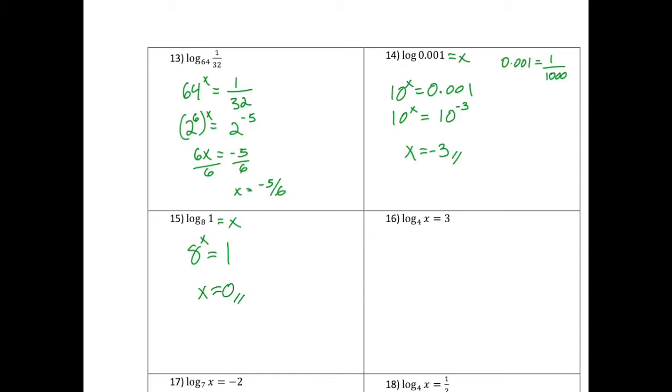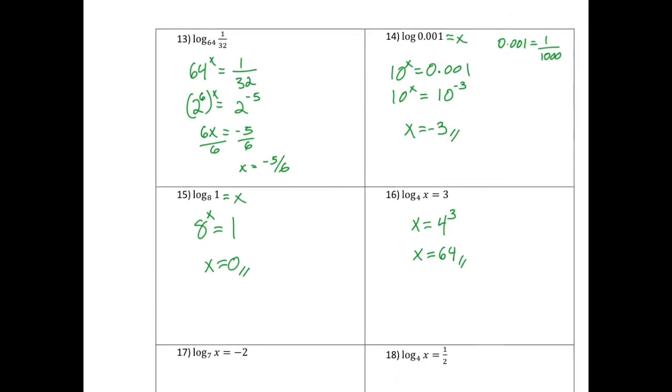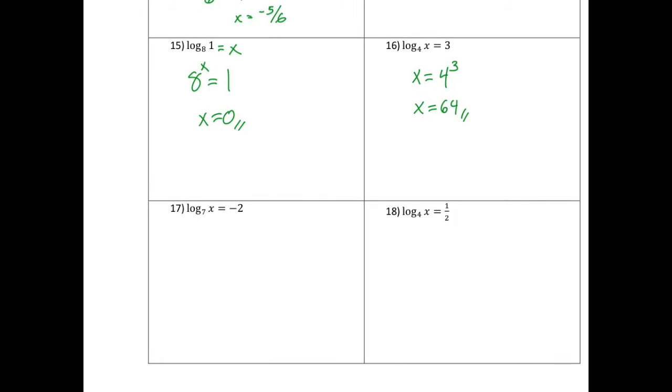Now, number 16, this is a little bit different, right? Because we can see that now we have the exponent. We're just missing the power. So x equals the base to the third. So in this case, this is just 64. That's it. On number 17, again, I have x equals 7 to the negative 2. So x equals 1 over 7 squared, that is 1/49. And number 18, I have x equals 4 to the 1/2. And as we remember as rational exponent, that's the square root of 4. So this is just 2.